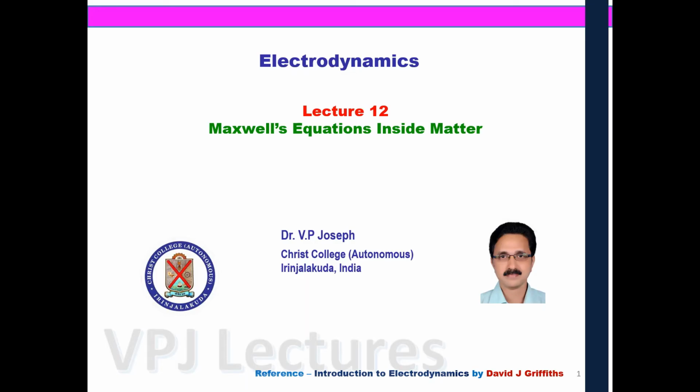Now, in the case of a material medium, there are additional current terms and additional source terms, charge terms, coming due to polarization and magnetization. So, when we use Maxwell's equations inside a material medium, we have to take into consideration the bound currents and bound charges produced due to the magnetization and polarization process.